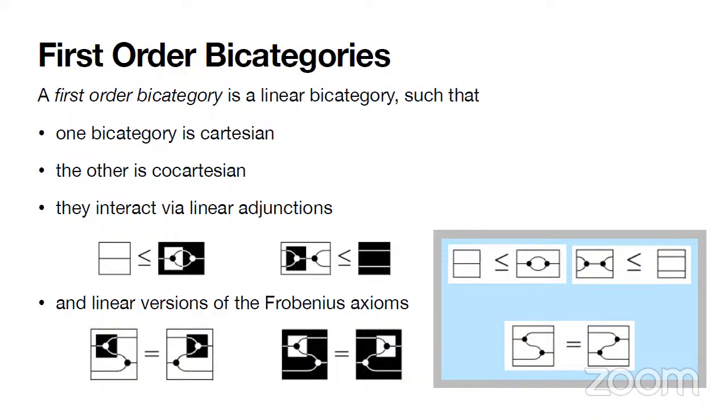If you want a little bit more of intuition, our logic is classical, and these two kinds of linear adjunctions are what give us excluded middle and no contradiction.